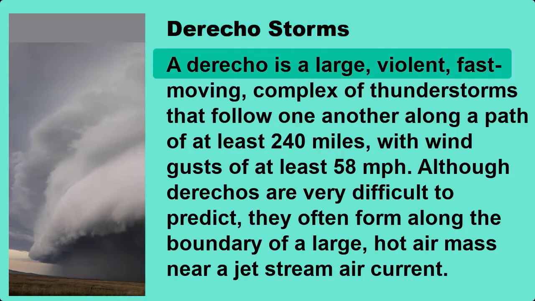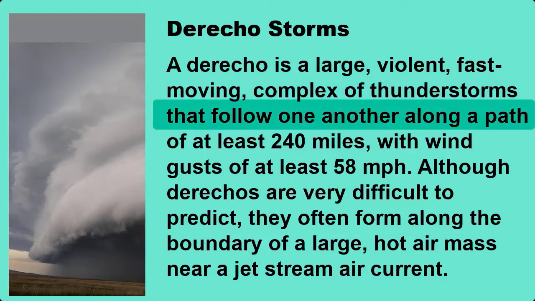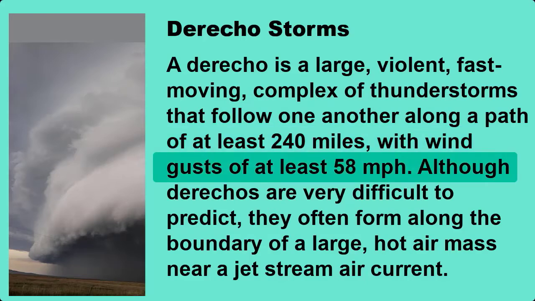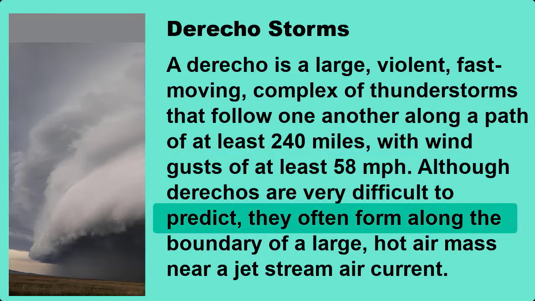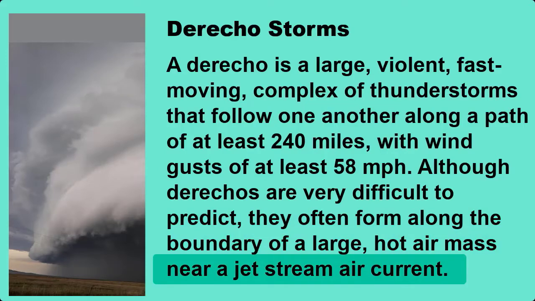A derecho is a large, violent, fast-moving complex of thunderstorms that follow one another along a path of at least 240 miles, with wind gusts of at least 58 miles per hour. Although derechos are very difficult to predict, they often form along the boundary of a large, hot air mass near a jet stream air current.